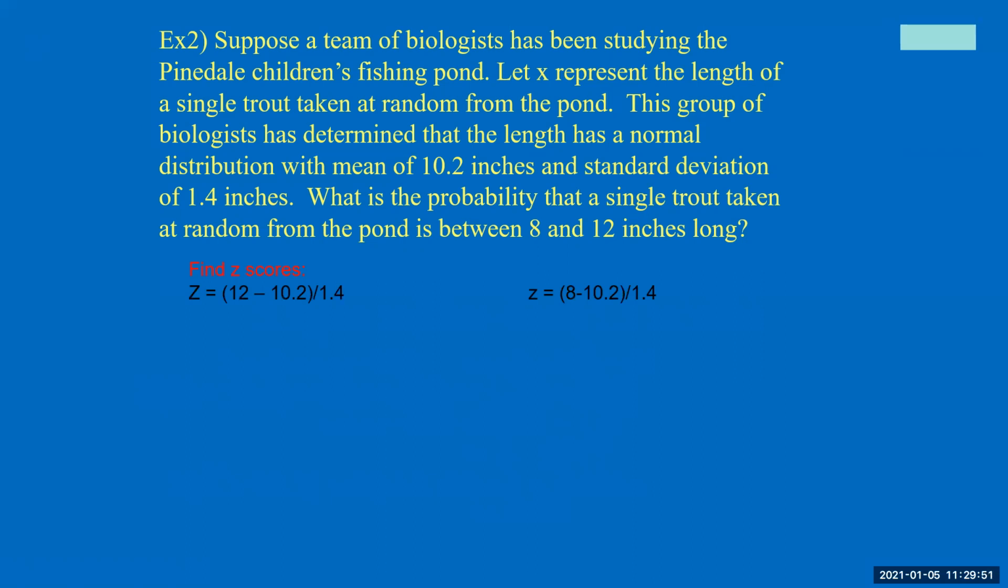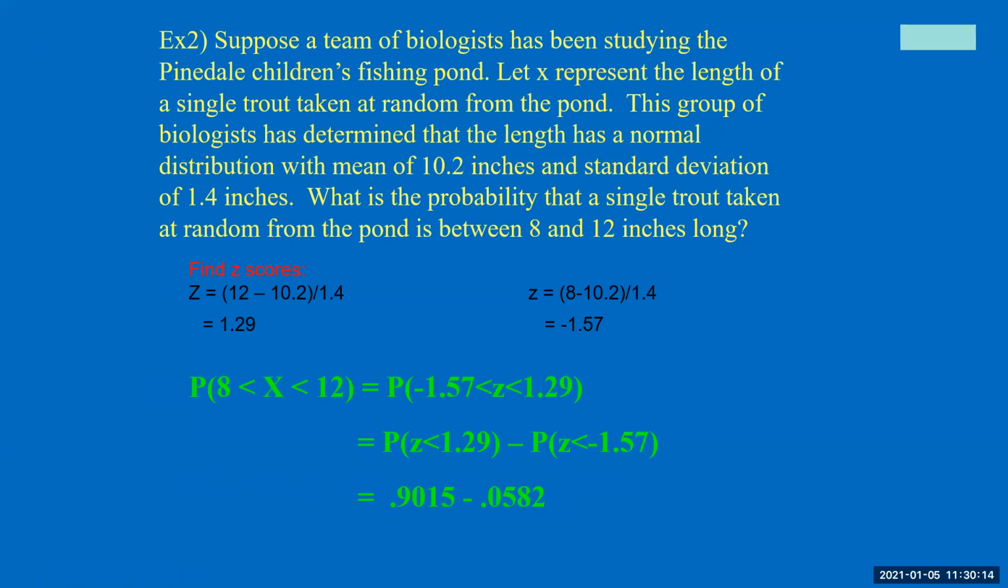So first, let's find the z-scores. We find a z-score for a length of 12 inches. So 12 minus the average, 10.2, divided by the standard deviation, 1.4. Again, also find the z-score for 8. So 8 minus 10.2, divided by 1.4. So we get an upper z-score of 1.29. We get the lower z-score of negative 1.57.